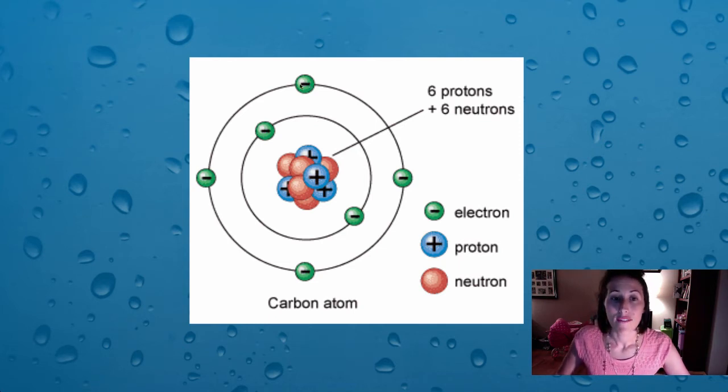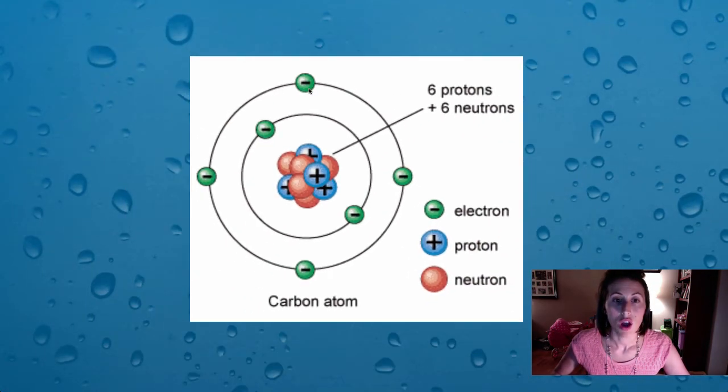So if it's not a full outer ring, if you look here, this atom only has 4 electrons on the outer ring. So total it has 6 electrons, but the outer ring only has 4. It's not very full. It still has space for 4 more electrons. So because of that, it's going to bond really easily to other atoms. Okay, and that's actually why carbon is such an amazing biological molecule, because there's lots of room for making bonds with other atoms.